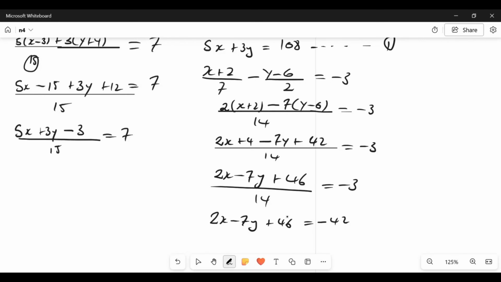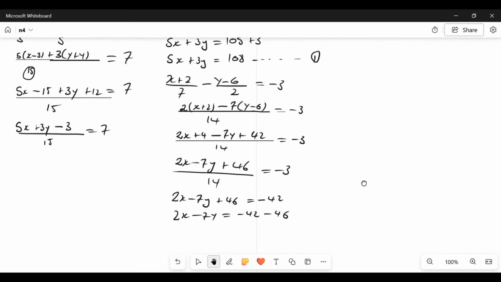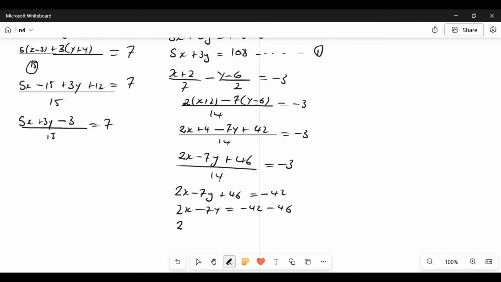There we go. So from here, we have to transpose this negative 46 to the other side. So let's do it. We have 2x minus 7y, and then this is going to be negative 42 minus 46. Let's zoom down for now so that we can finish this equation. So when we continue here, we're going to write 2x minus 7y. This is going to be equal to negative 42 minus 46. This is going to give us negative 88. This is going to be equation 2.